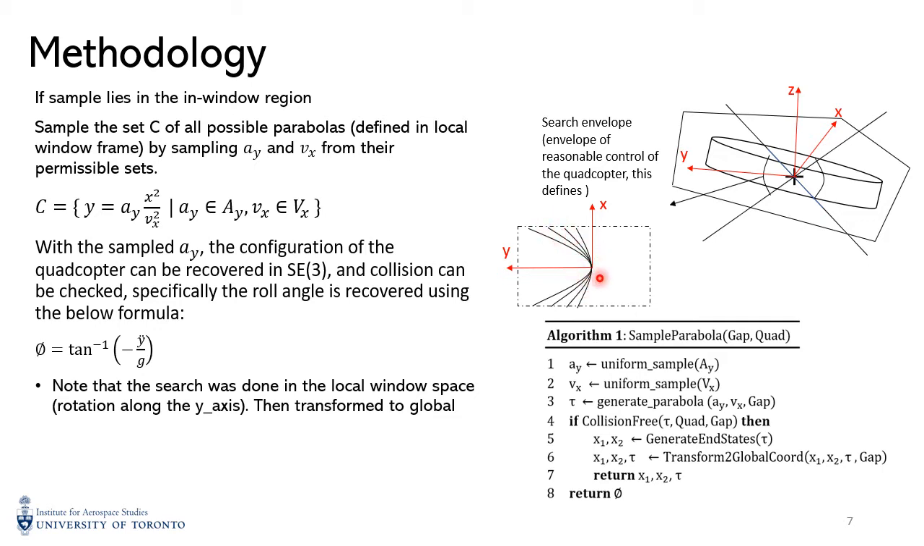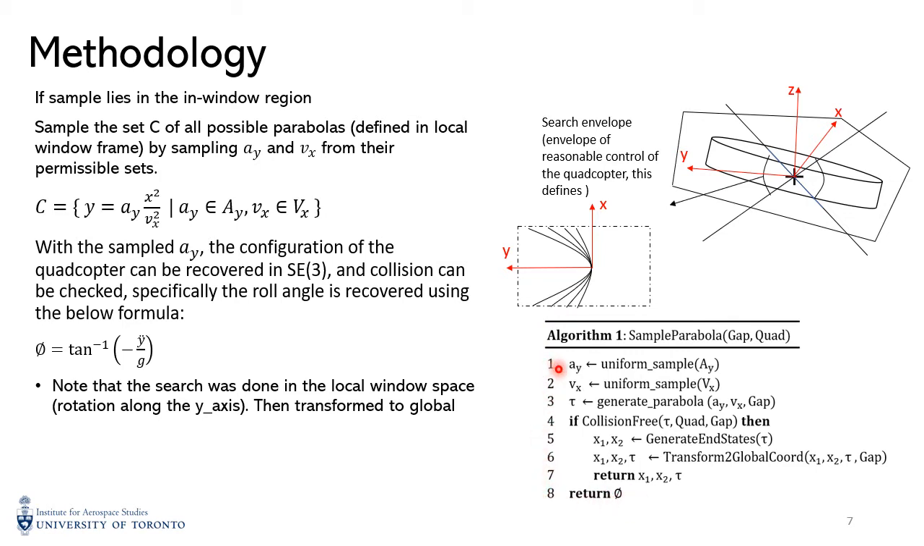And the reason why the motion profile is parabolic is because we're assuming that the quadcopter must maintain a specific pitch and roll as it's going through the gap. And since pitch and roll are tied to the x and y accelerations, then the resulting path is parabolic. So this is the algorithm for doing the parabolic sampling.